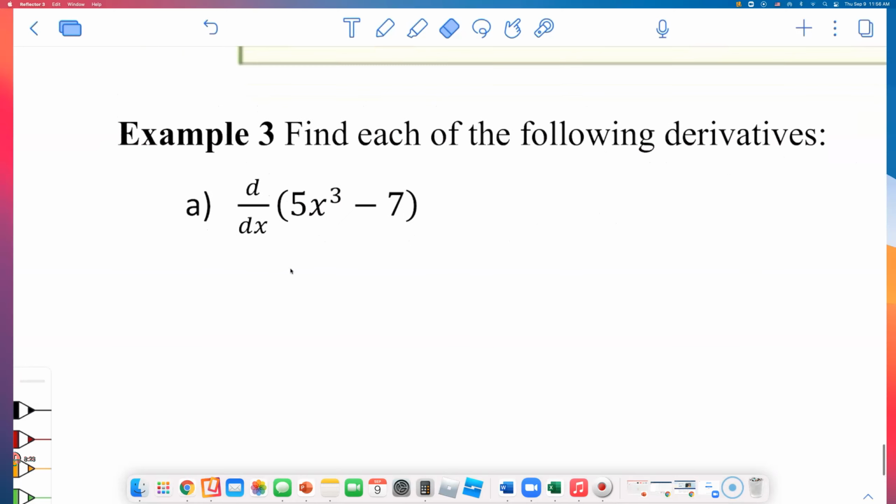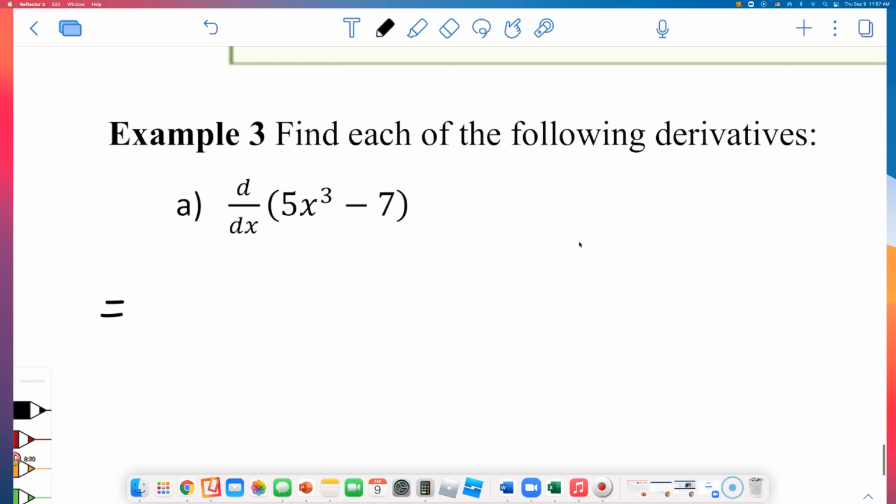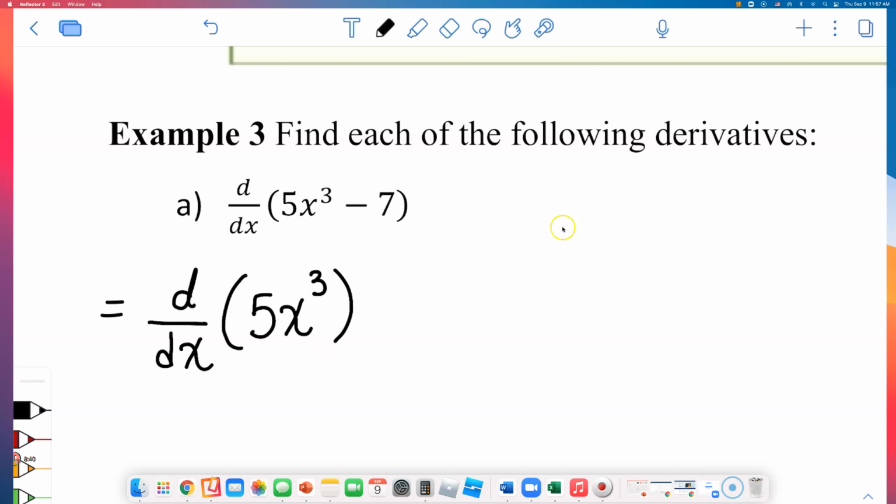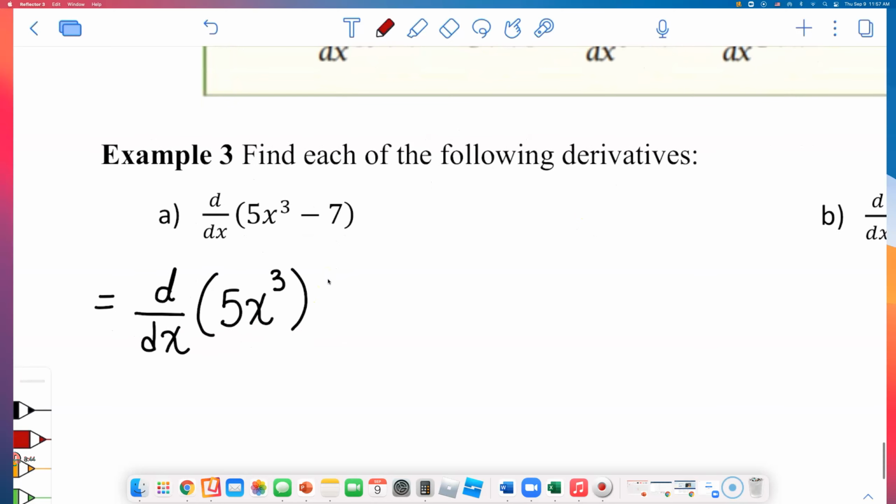So you see how we're taking the derivative of not a monomial, but a binomial this time. What you have to do is, and I will write extra because this is the first example, but you will eventually do these in your head. So I have the derivative of 5x to the 3rd power, and then minus the derivative of 7. So let's start with the first term.